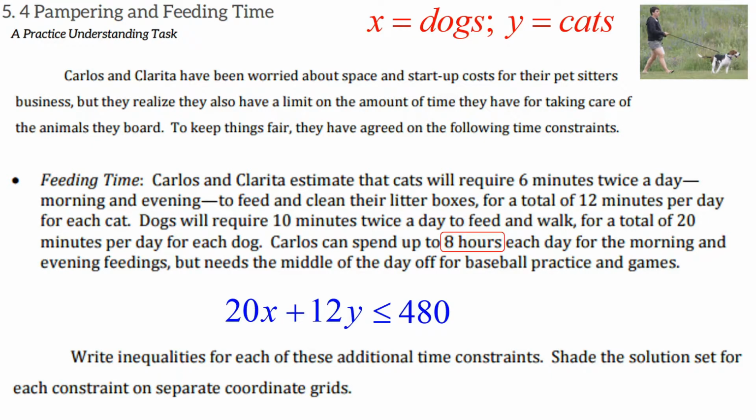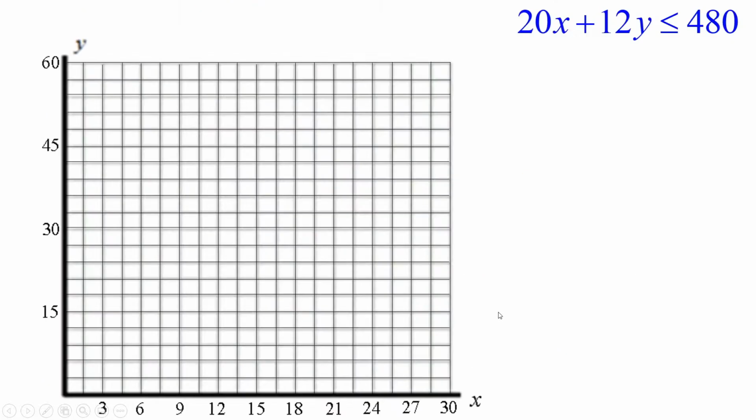Write inequalities for each of these additional time constraints. Shade the solution set for each constraint on separate coordinate grids. All right, so let's make it happen. So here's your first piece of graph paper that I gave you a link to, and we're going to put the inequality 20x plus 12y less than or equal to 480 on this graph right here. So our first objective would be to get our boundary line. Let's graph the boundary line.